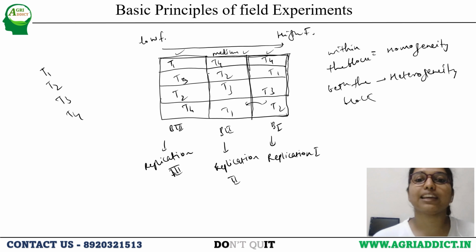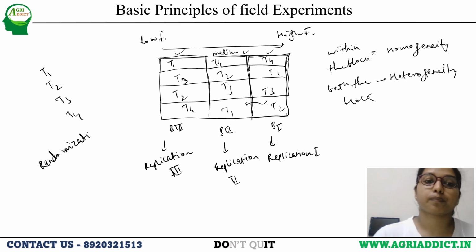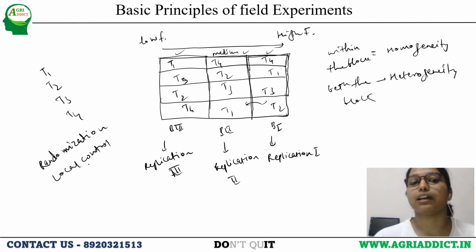So no treatment will get any profit, like if we want to put T3 in a very good plot having a good soil fertility. Here everything is randomized. We are not supporting or favoring any one treatment. So that's why randomization is the second principle. And first we studied local control to reduce the experimental error. And third is replication.